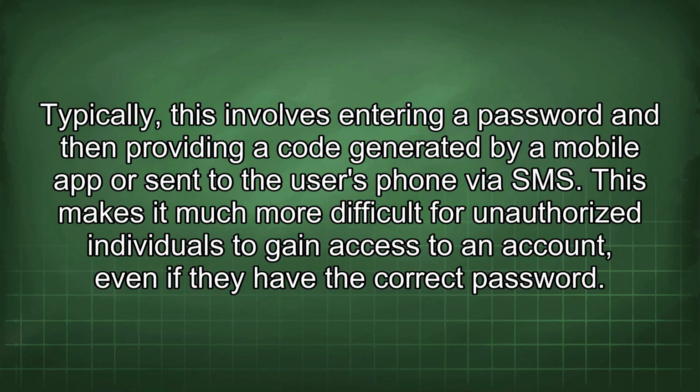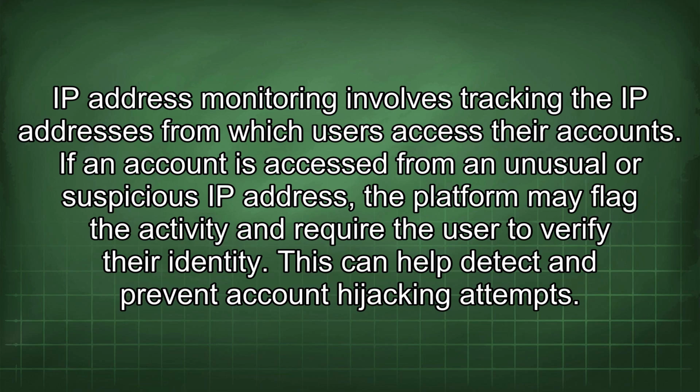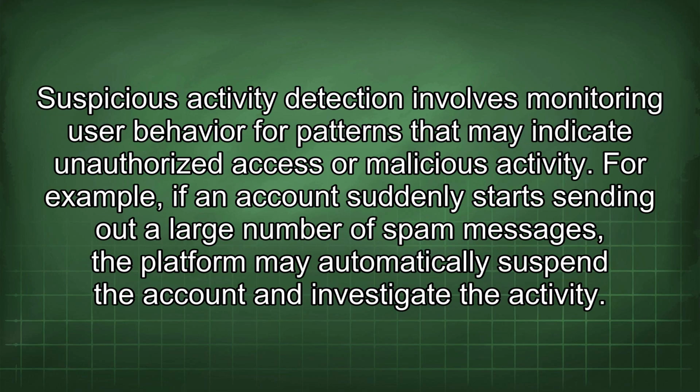This makes it much more difficult for unauthorized individuals to gain access to an account, even if they have the correct password. IP address monitoring involves tracking the IP addresses from which users access their accounts. If an account is accessed from an unusual or suspicious IP address, the platform may flag the activity and require the user to verify their identity. This can help detect and prevent account hijacking attempts. Suspicious activity detection involves monitoring user behavior for patterns that may indicate unauthorized access or malicious activity. For example, if an account suddenly starts sending out a large number of spam messages, the platform may automatically suspend the account and investigate the activity.